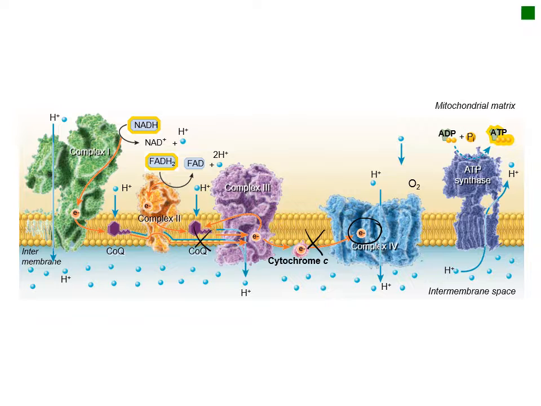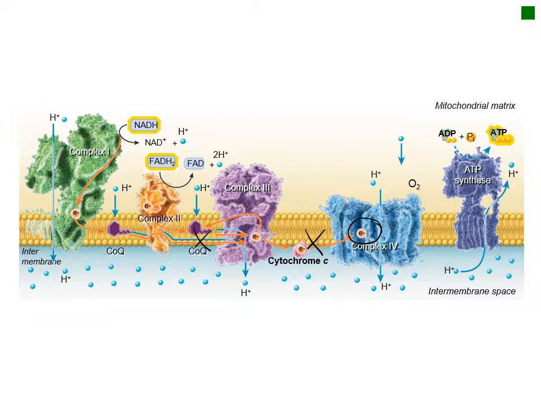Without electron flow, there is no energy to pump the hydrogen ions, and without the concentration gradient, no ATP can be made. Thus, it is very important to remove the electron from the end of the electron transport chain. The molecule that does this is oxygen.